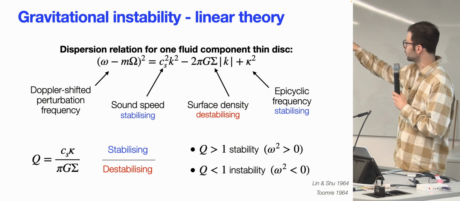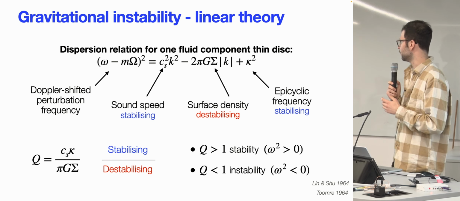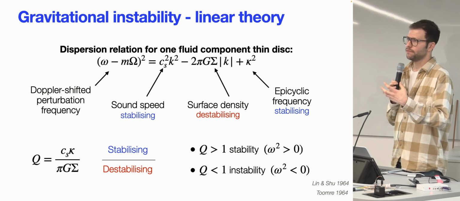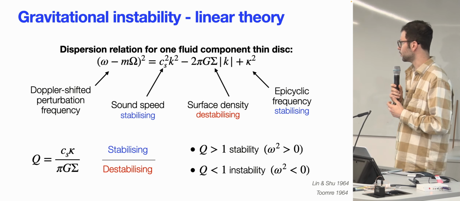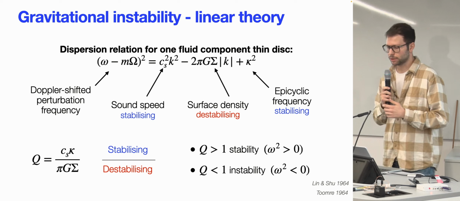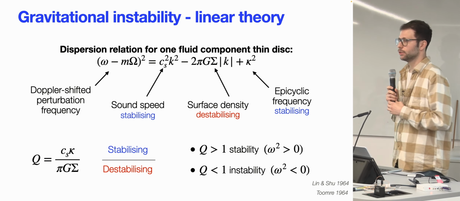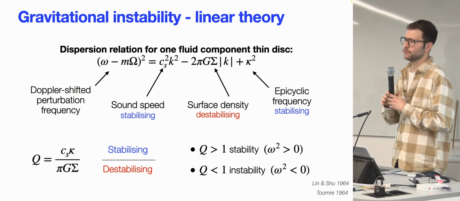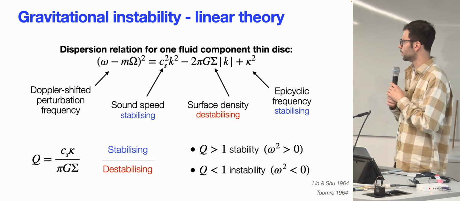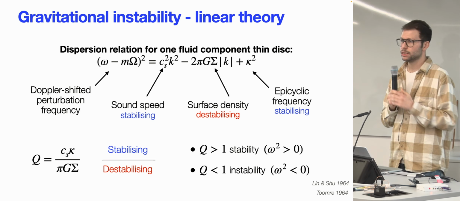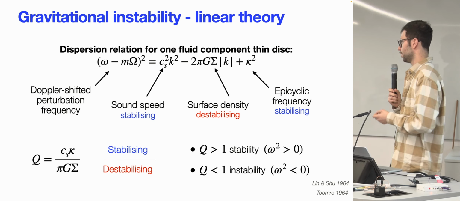And finally, we have the epicyclic frequency that, in the case of a Keplerian disk, is just the Keplerian frequency. That is a stabilizing effect. The idea is that the rotation of a disk tends to stabilize it because of the centrifugal force. So it is possible to study when gravitational instability happens in protoplanetary disks by studying the sign of the dispersion relation. But in general, what is important to take into account is this parameter Q, a dimensionless parameter that completely controls the onset of gravitational instability.